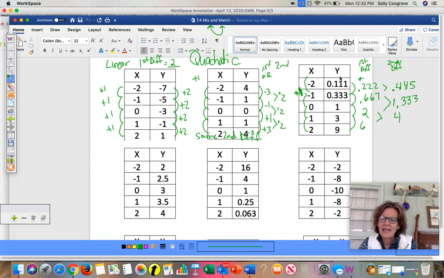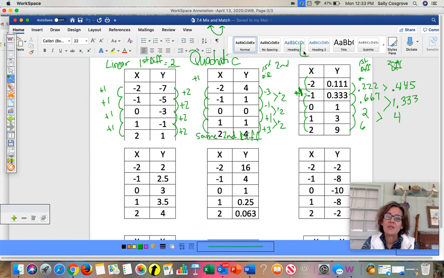So instead of adding, let's go back. Is there another way to get from here to here? How about from 1 to 3? How about from 3 to 9? How do we get down the y column? Multiply. Can you tell what we're multiplying by? 3. 0.111 times 3 is 0.333. 0.333 times 3 is almost 1. Technically, it is. 1 times 3 is 3. 3 times 3 is 9.